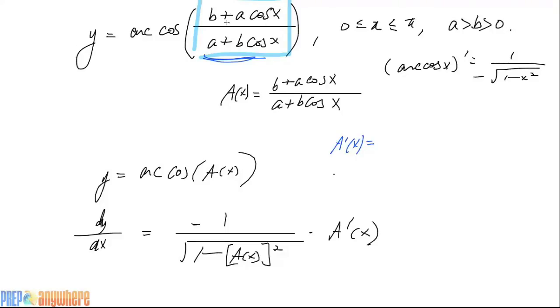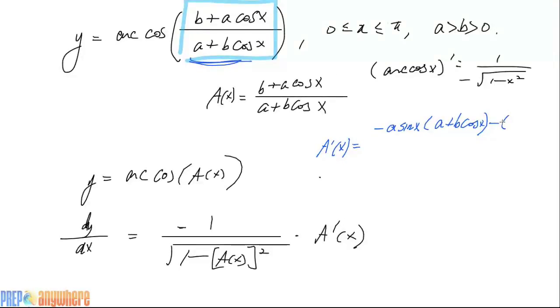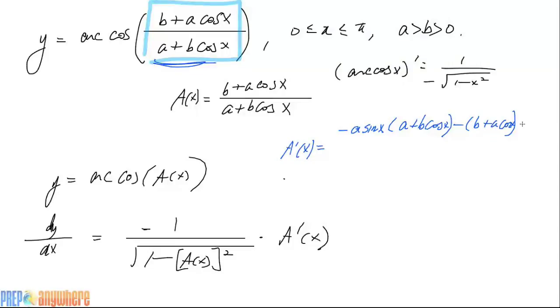Shouldn't be too bad. Differentiate the top and you get a minus a sine of x, times the bottom, minus b plus a cosine x. Differentiate the bottom and you get a minus b sine of x, right?